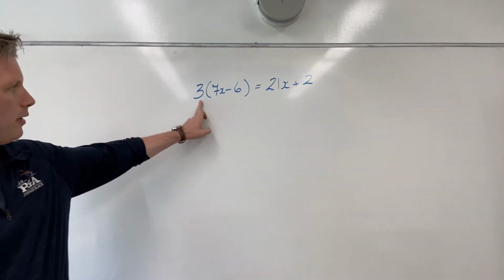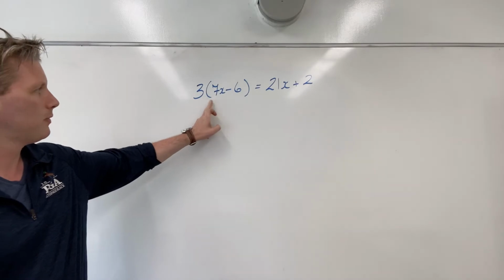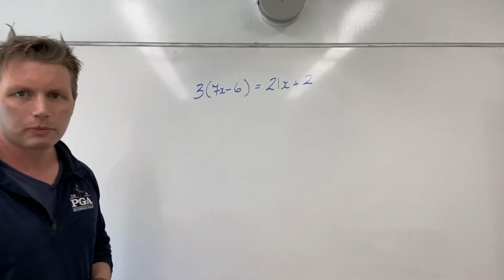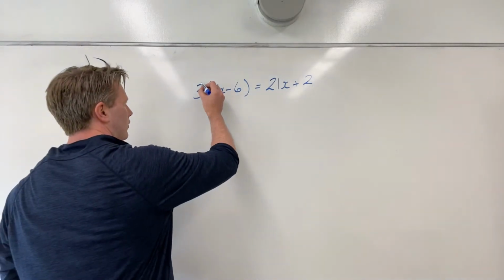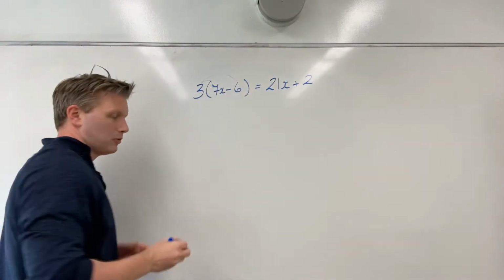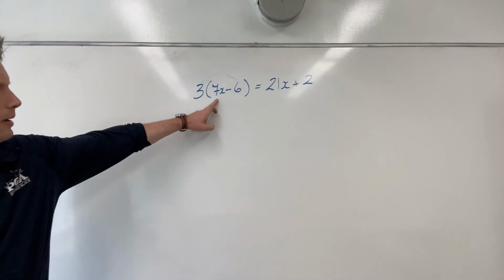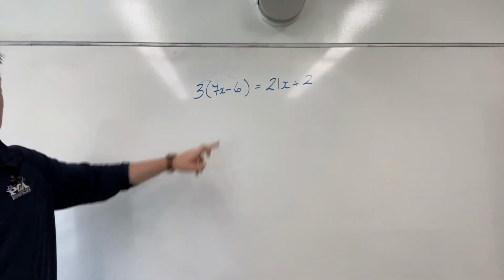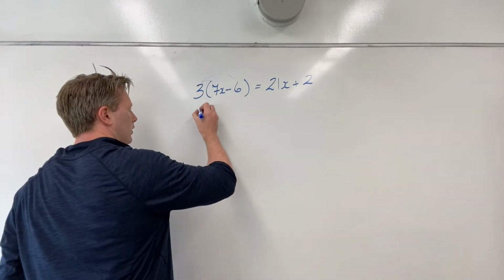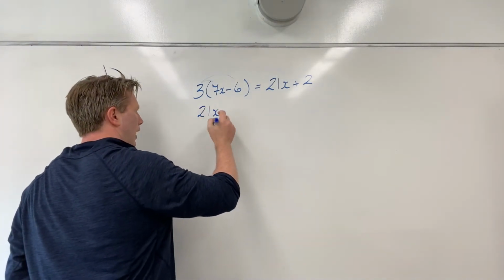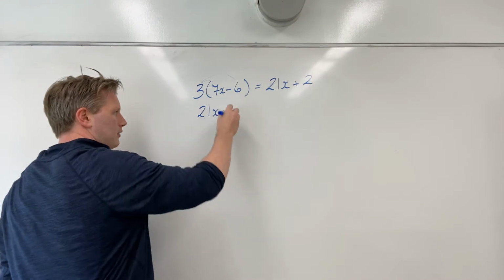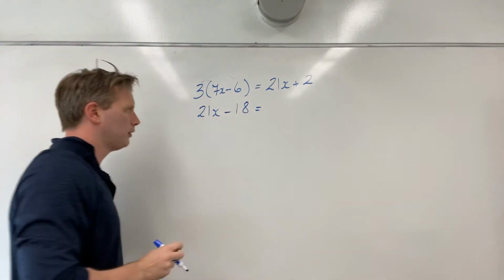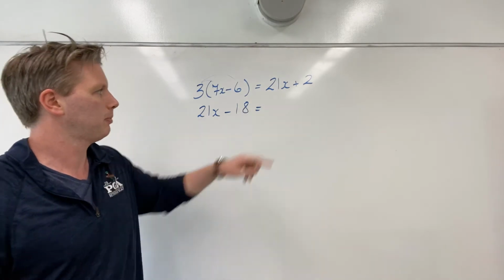Here I have a 3 times, in parentheses, 7x minus 6. In order to deal with this, what I'm actually going to do is distribute my parentheses. So I'm going to distribute this 3 into my parentheses. So 3 times 7x, 3 times 7 is 21, so 3 times 7x is 21x. So this is 21x. 3 times negative 6 is minus 18, is equal to 21x plus 2.